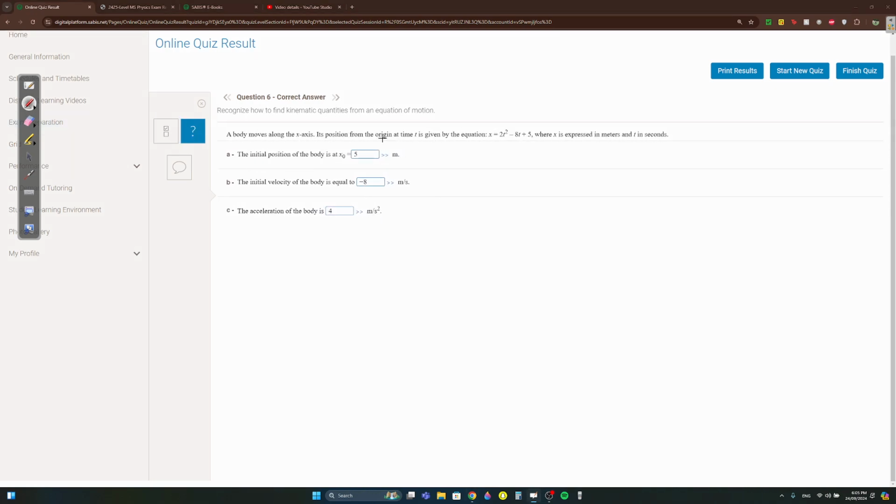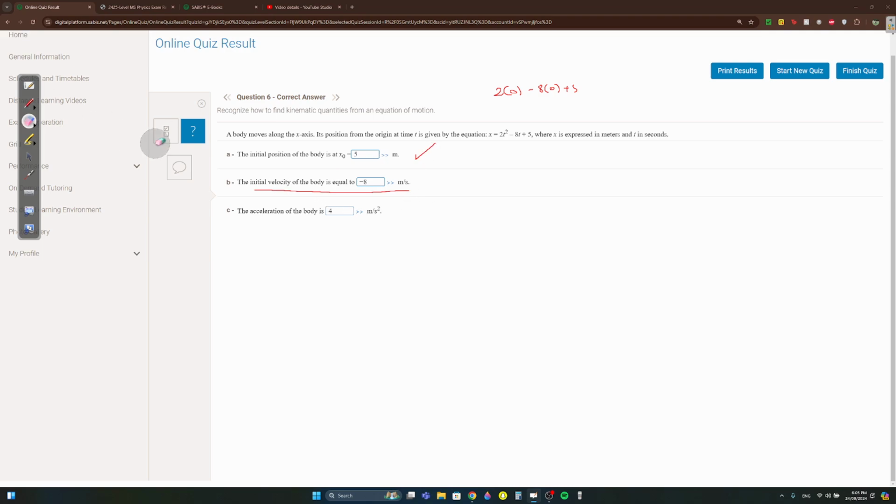Question 6. A body moves along the x-axis. Its position is x equals this, where x is expressed in meters and t in seconds. The initial position of the body is at x0, and what is it? When you have x0, you know, x0 means when t equals 0. So its initial position is when the time equals 0. So 2 times 0 minus 8 times 0 plus 5, which is 5. The initial velocity of the body. Let's see. Now we found this is 5. Initial velocity of the body.